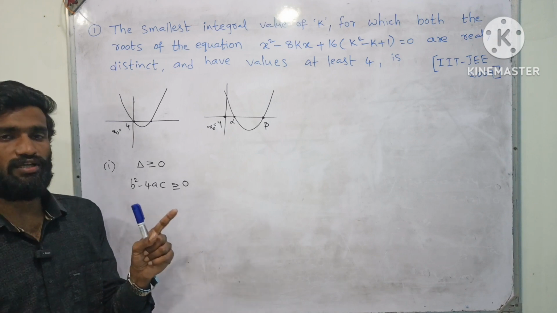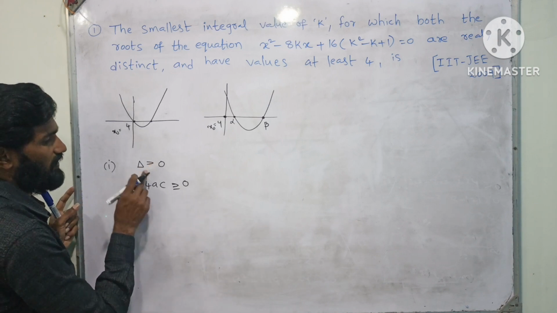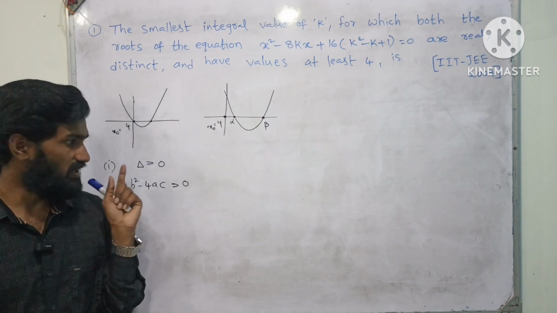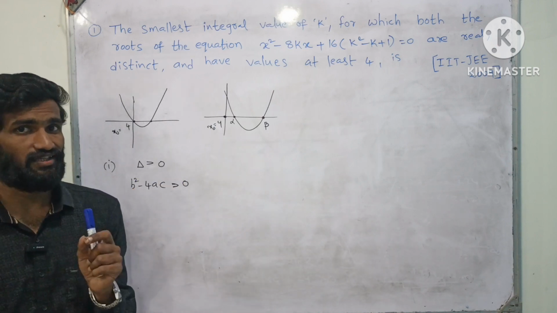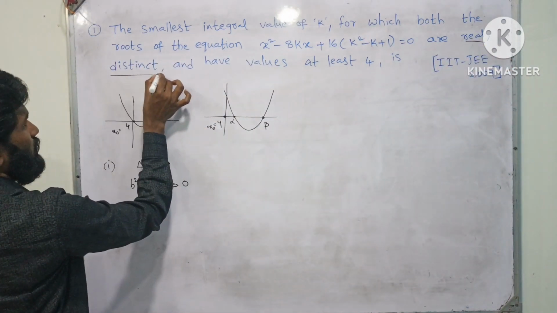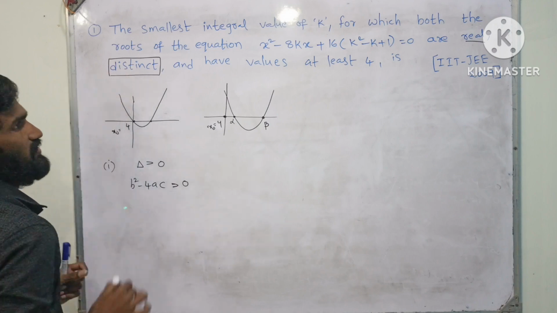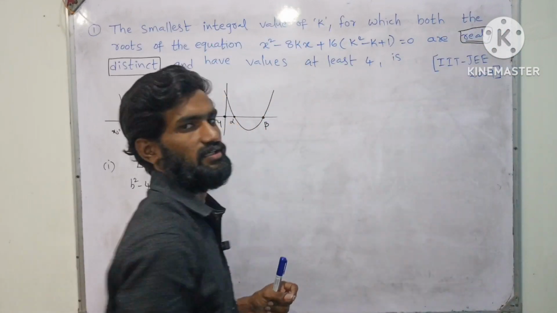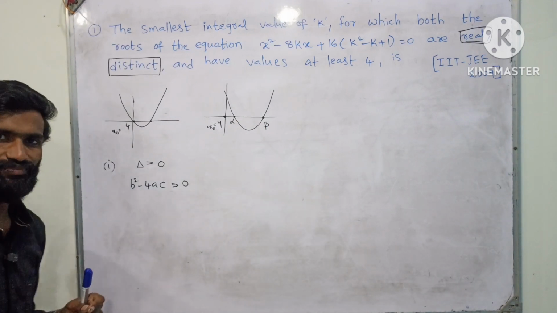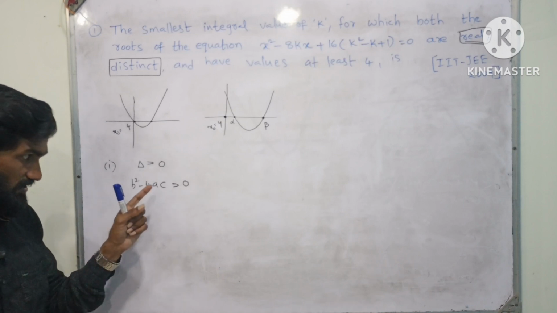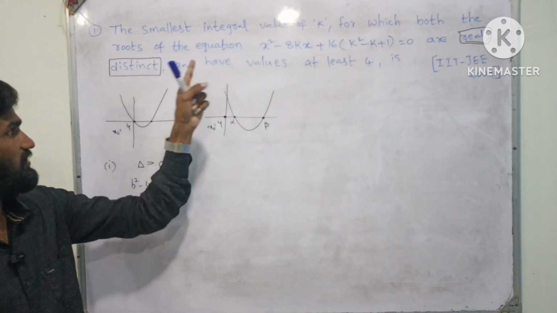Sorry, here we only have to consider greater than 0. What is the reason we have to consider greater than 0? The actual condition is greater than or equal to 0, but here we have to consider only greater than 0. What is the reason? It is given that the roots are real and distinct. This is very important here. Real and distinct. Distinct means we need to consider only greater than 0. So don't make the mistake of taking greater than or equal to 0. We have to consider only greater than 0 because the question says real and distinct.